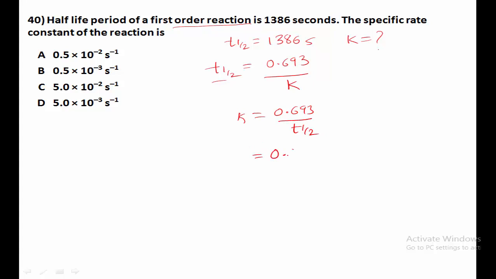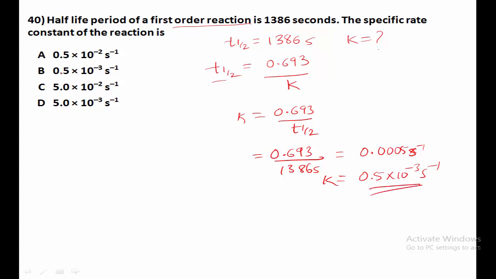Substitute the value of T half: 0.693 divided by 1386 seconds. On solving this, you will get 0.0005 per second. Another way to write this answer is 0.5 into 10 raised to minus 3 per second. That is the value of K. Which option is right here? Option B, 0.5 into 10 raised to minus 3 per second.